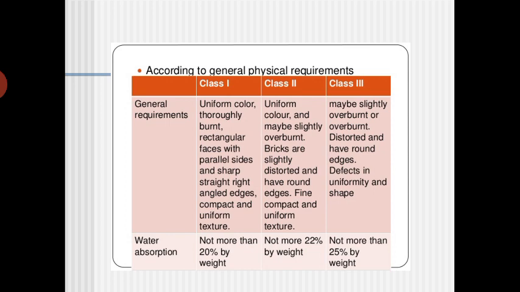Bricks are slightly distorted and have round edges, not sharp edges. Make this point: fine, compacted, and it has uniform texture. Then class 3 may be slightly overburnt or overburnt, distorted and have round edges, with defects in uniformity and shape. This is very important: uniformity in the shape and uniformity in the texture also.